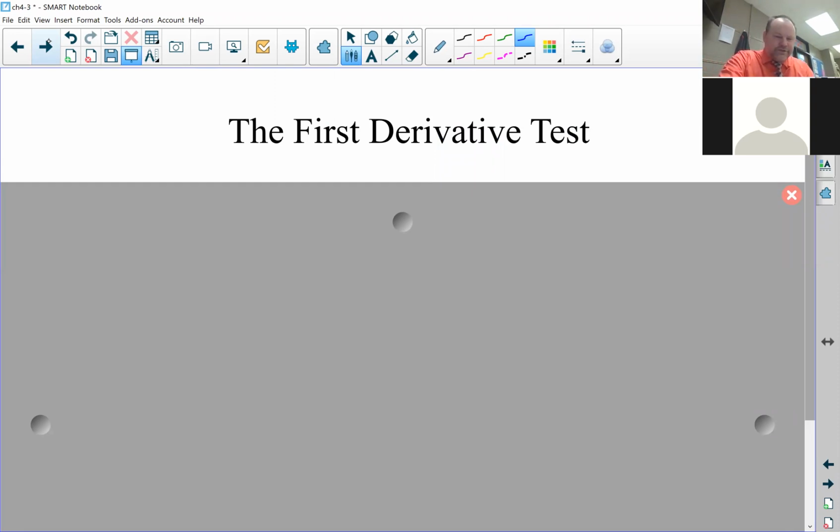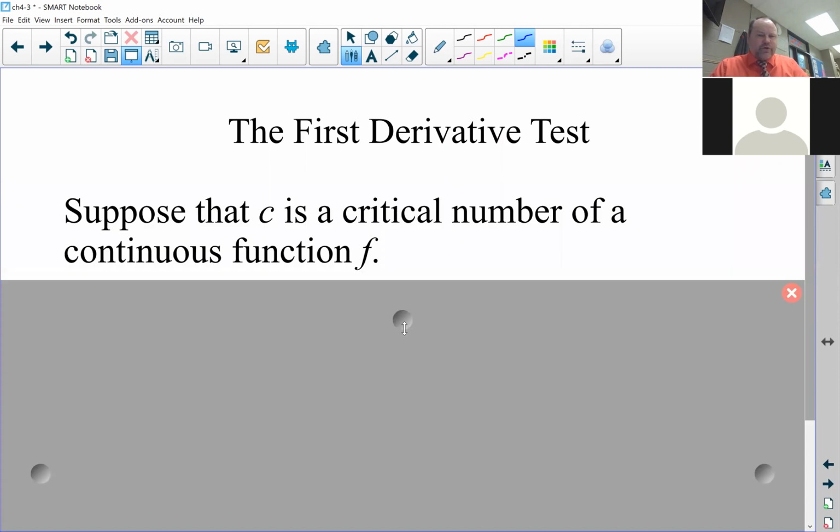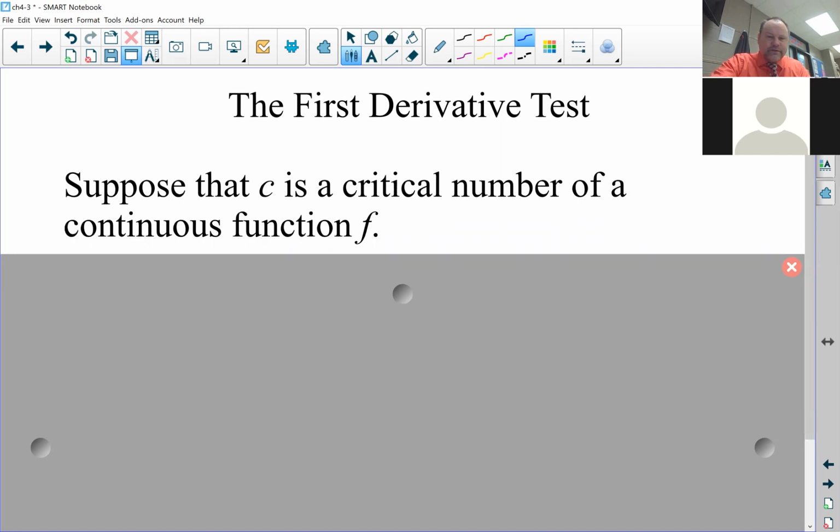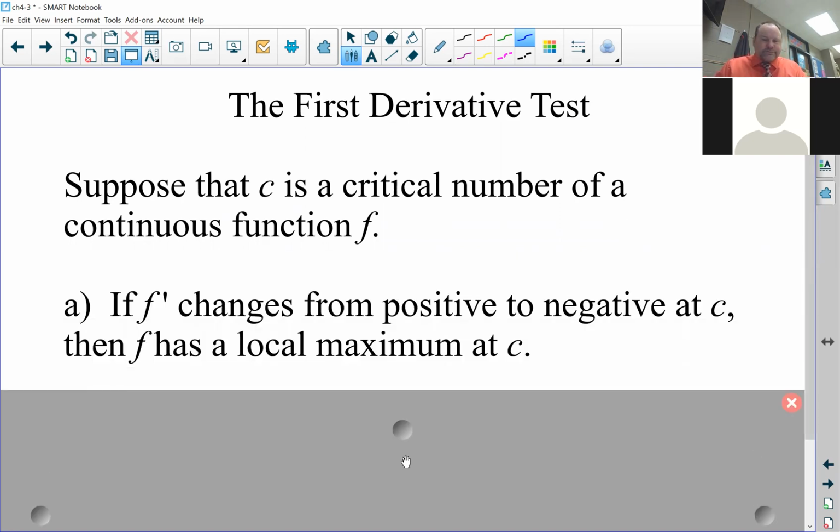All right, and that leads us to this thing called the first derivative test. Suppose that c is a critical number of a continuous function f. Just a reminder, a critical number is a number where the derivative is 0 or undefined. If the derivative changes from positive to negative at c, then f has a local maximum at c.